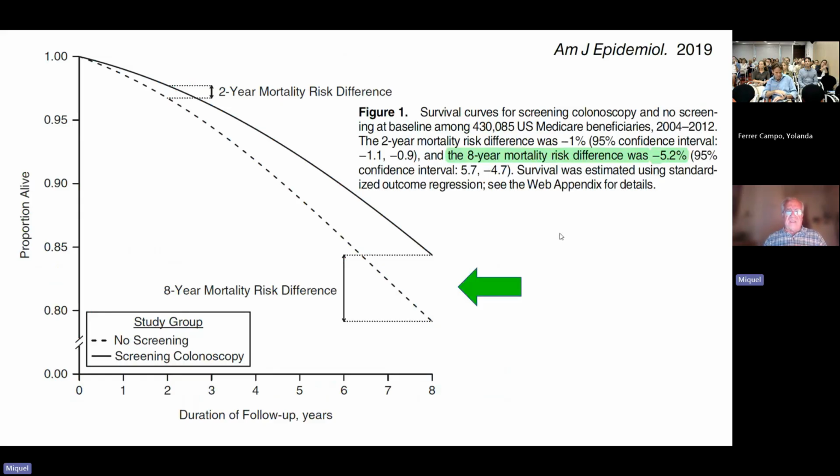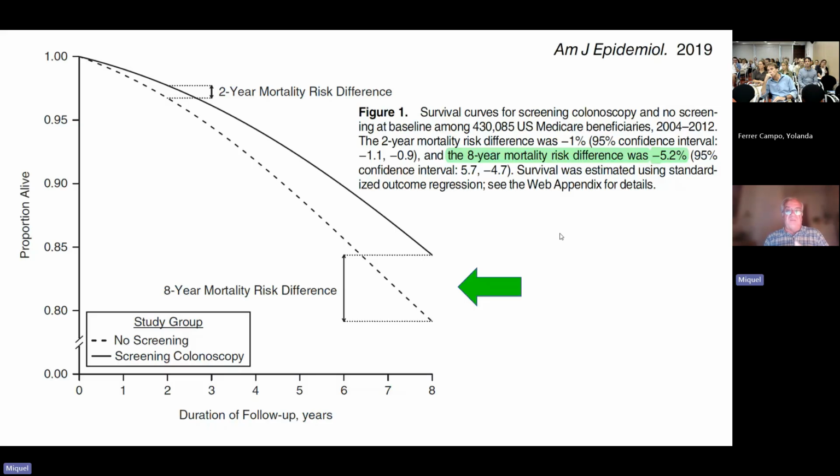They showed this in a very elegant paper, because what they found was that there was a 5% lower mortality at 8 years among people who had participated in a program of a screening colonoscopy compared to those who had not participated. And this finding is implausible.